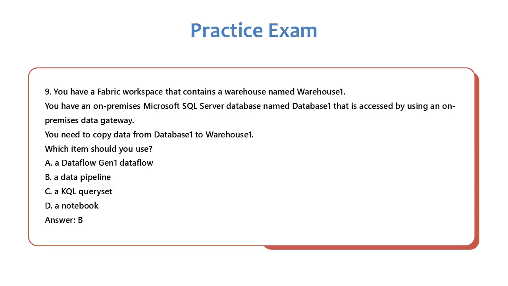9. You have a Fabric workspace that contains a warehouse named Warehouse 1. You have an on-premises Microsoft SQL Server database named Database 1 that is accessed by using an on-premises data gateway. You need to copy data from Database 1 to Warehouse 1. Which item should you use? A. A Dataflow Gen 1 dataflow. B. A data pipeline. C. A KQL query set. D. A notebook. Answer: B.